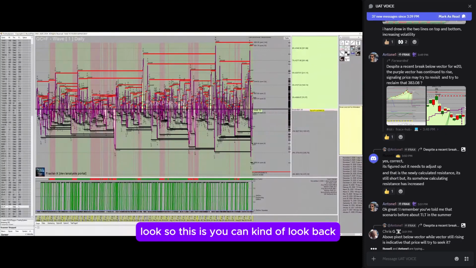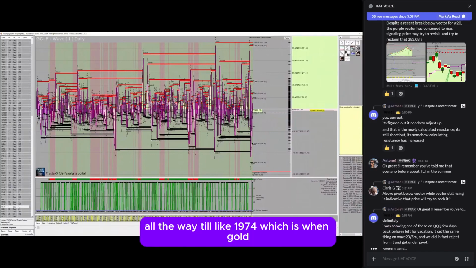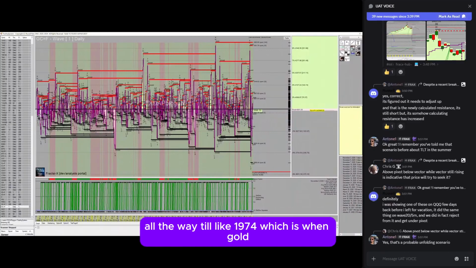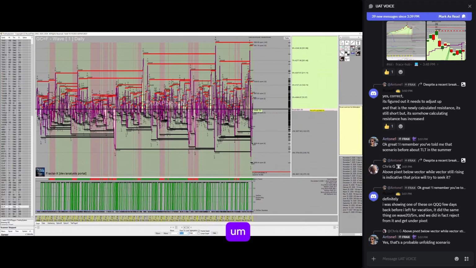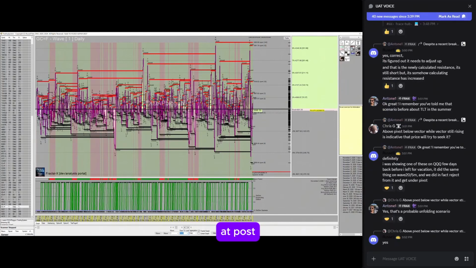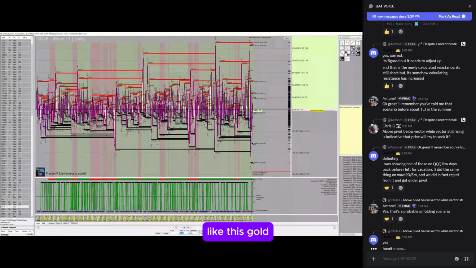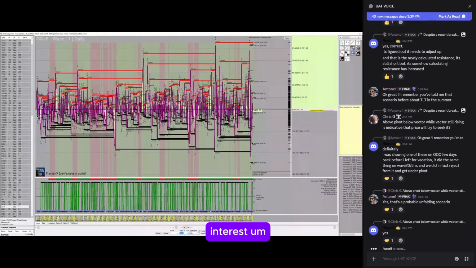You can look back in the fractals all the way to 1974, which is when gold became legal to trade. That's when the futures contracts were created. You'll look back at that period, post Nixon shock, a period of late 70s, early 80s, this gold period of interest, where the variance is massively changing, right?